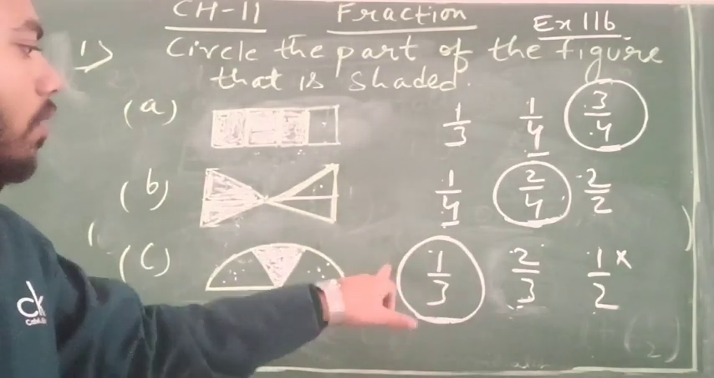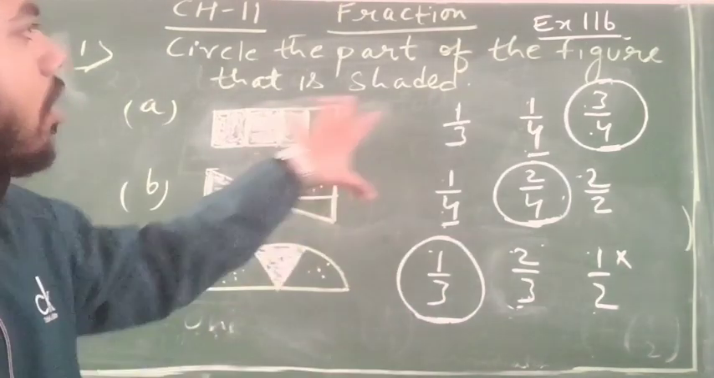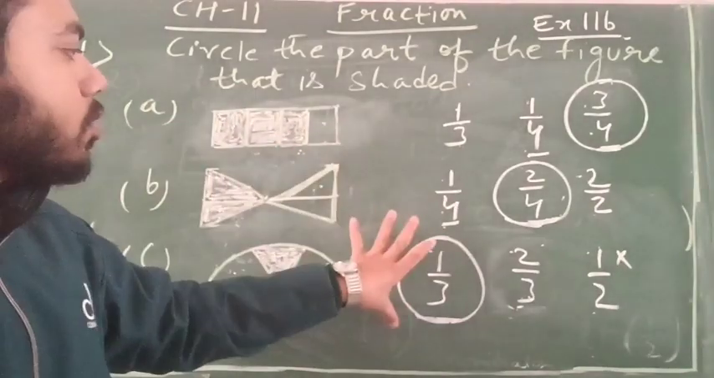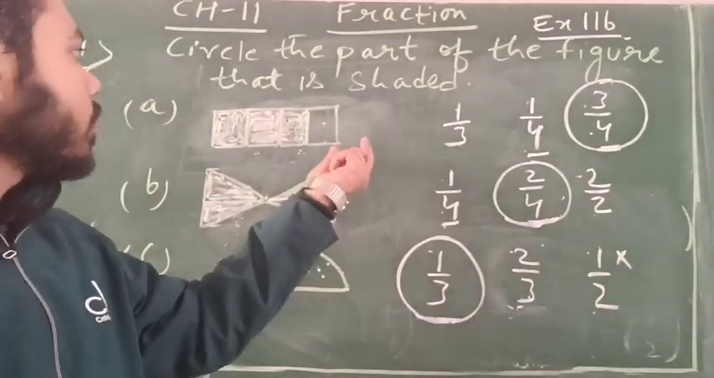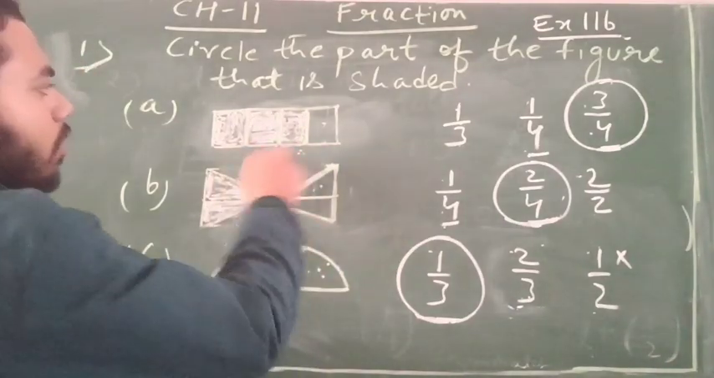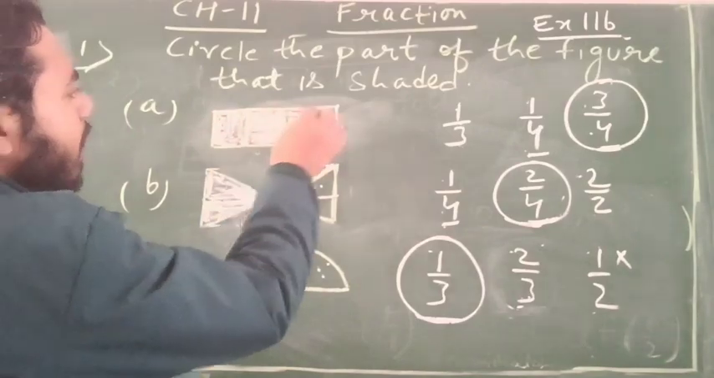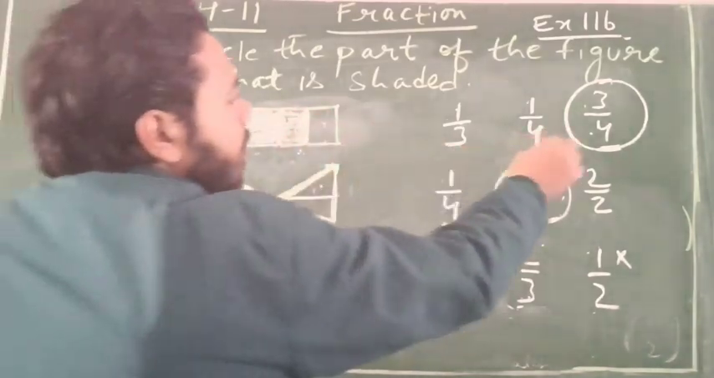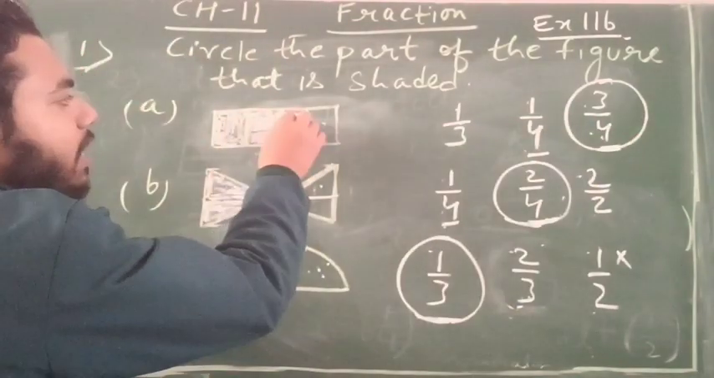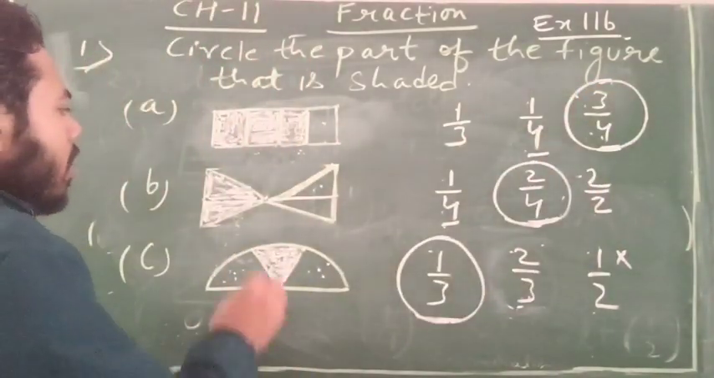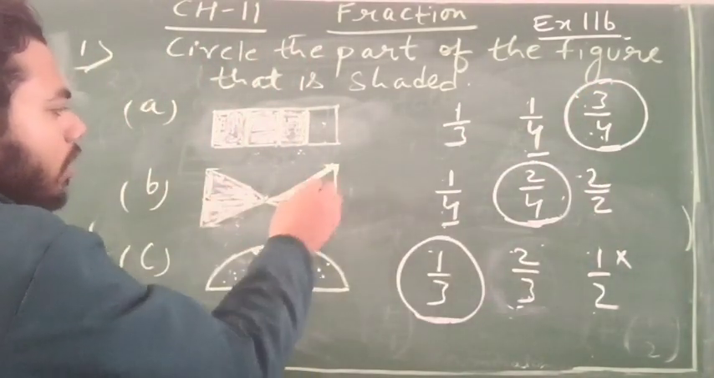We have to color. So this was all about question 1, which we have solved. Let's revise it with this fraction. In this question, there are 4 parts. It is divided into 4 equal parts, and out of these, 3 parts are colored. So 3 by 4 is the correct answer.